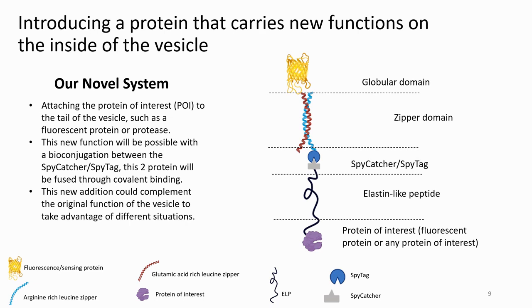So this schematic illustrates the desired structure of the tri-block vesicle that we are looking for. The main objective is to incorporate an additional function by attaching our protein of interest at the end of the vesicle, which is the purple image. This could be a fluorescent protein or any protein that you may want to use. The success of this tri-block system relies on a robust bioconjugation between the SpyCatcher and SpyTag.